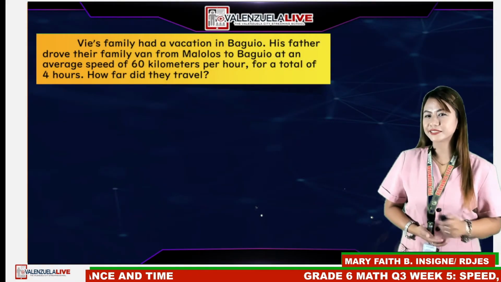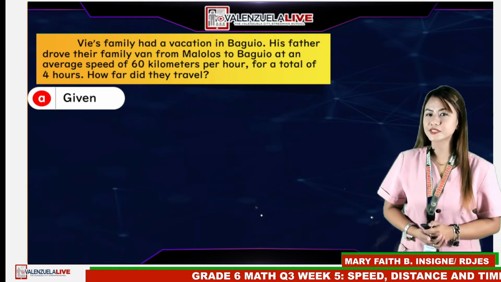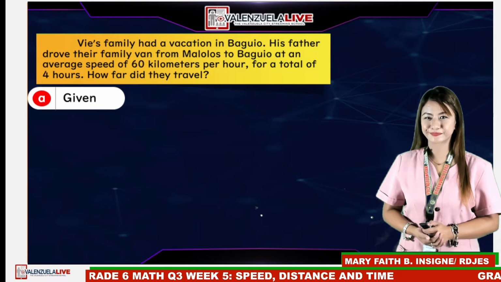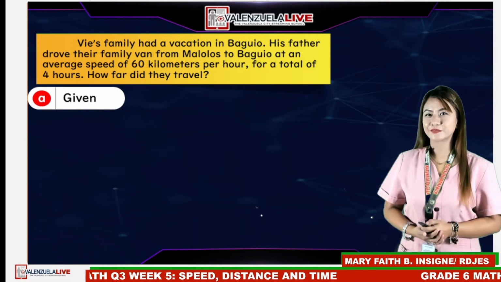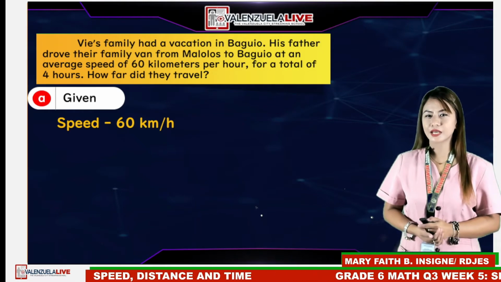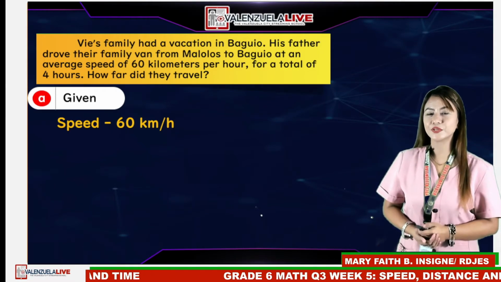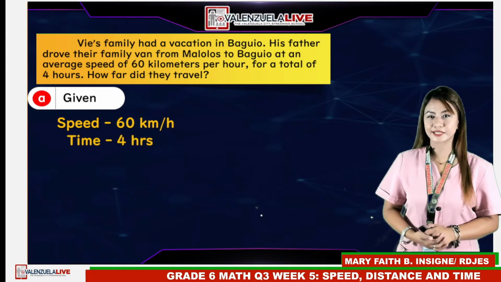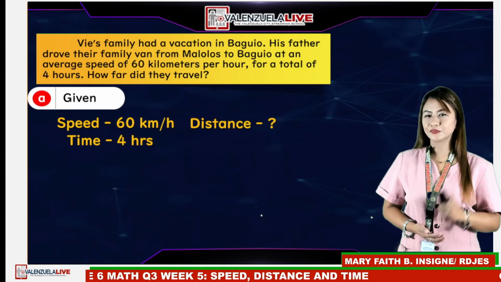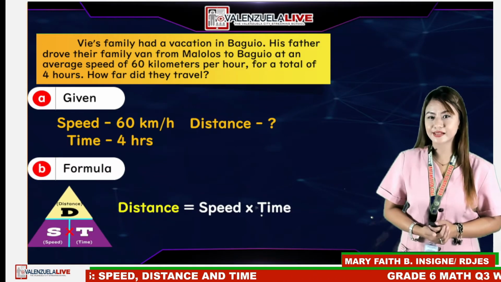Now, let's go back again and solve our problem. Let's identify first the given. So, what is the speed in our problem? Correct. We have 60 kilometers per hour. How about the time? Good job. We have 4 hours. And the distance is unknown. To solve the distance, we need to multiply the speed and time.